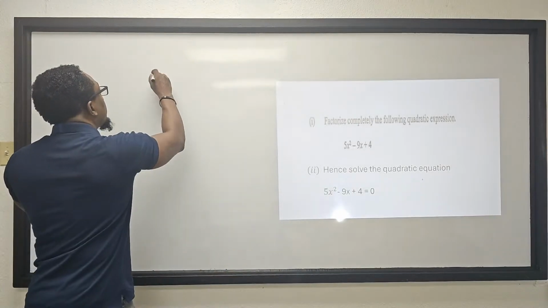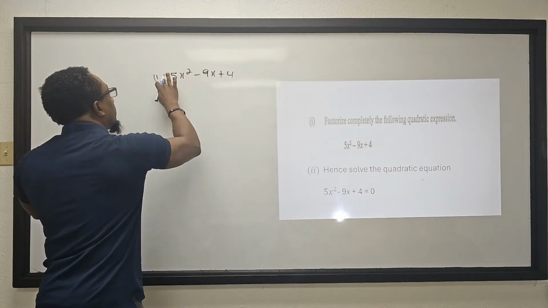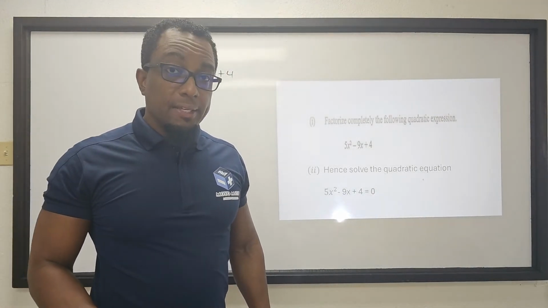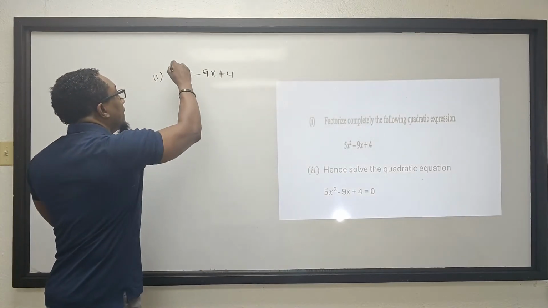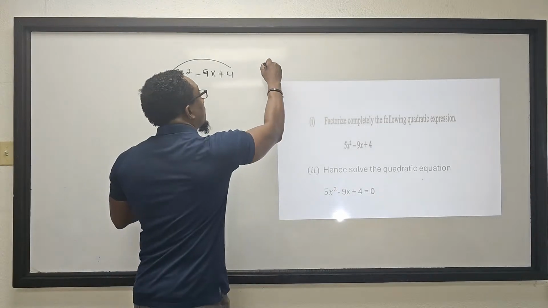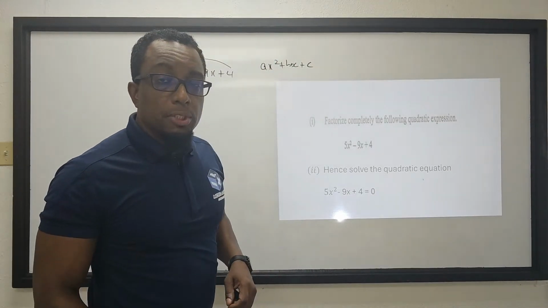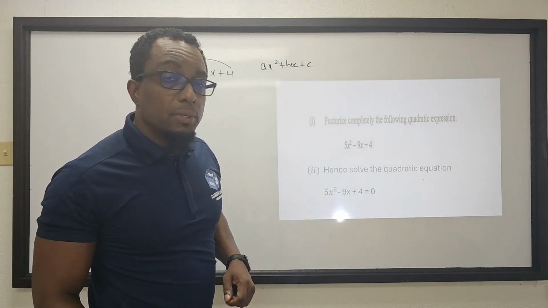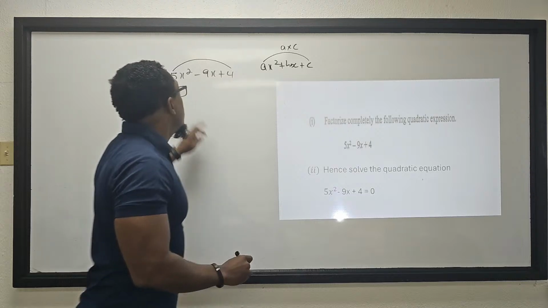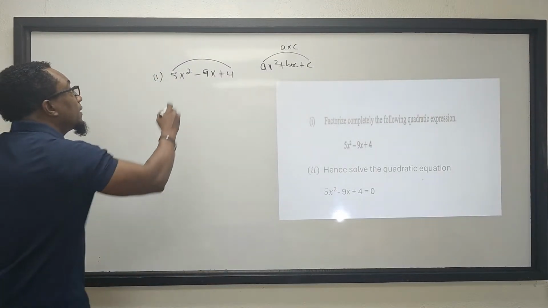So we have part 1, 5x squared minus 9x plus 4. So let's factorize. We're going to use here the method of the quadratic expression. So I'm going to multiply a by c. Remember, when it's in this form, it's the method of the quadratic expression we're going to use, and we're going to multiply a by c. So a will be 5, c will be 4. 5 by 4 will give us 20.